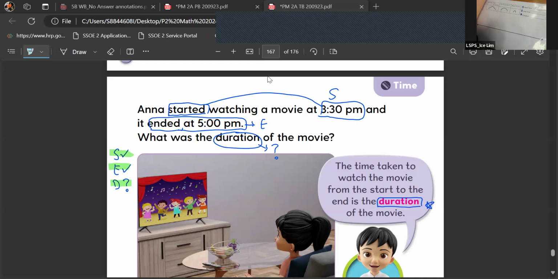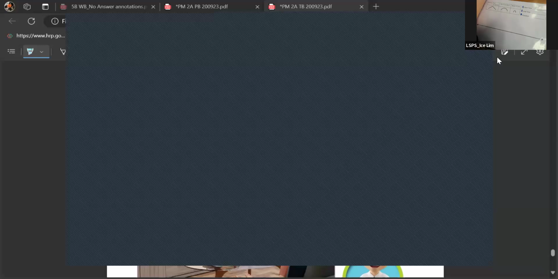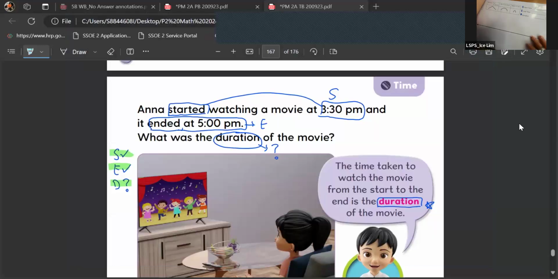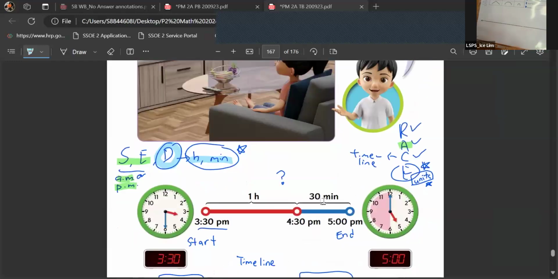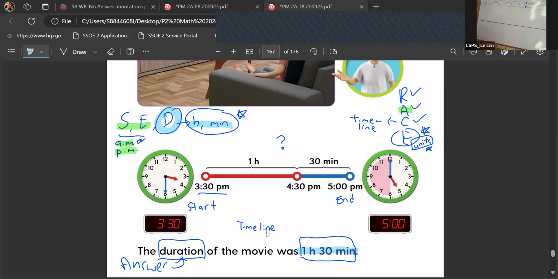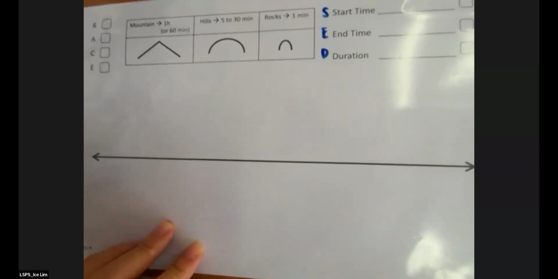I have to stop sharing first. Never mind, I'll carry on first. Now we have written it down. I'll read the story again so they can do it. This is how the timeline is drawn here. We have already talked about this question yesterday. So I'm going to try to draw the timeline on my template of how to use this. I will stop sharing and show you this.